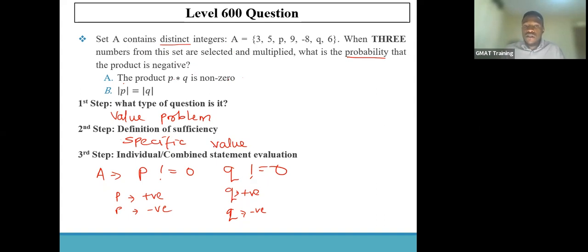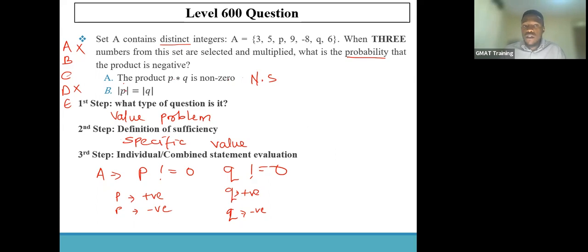For that reason, since we defined that a sufficient statement is going to give us one unique value, this statement becomes insufficient. And for that reason, we follow the decision tree and cancel out choice A and choice D, which would ideally mean that statement one is sufficient. So with that, we can go ahead and look at the second statement.